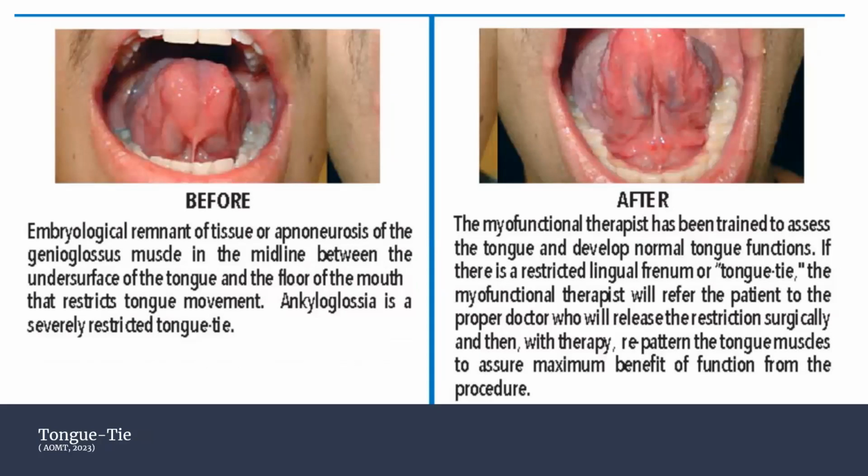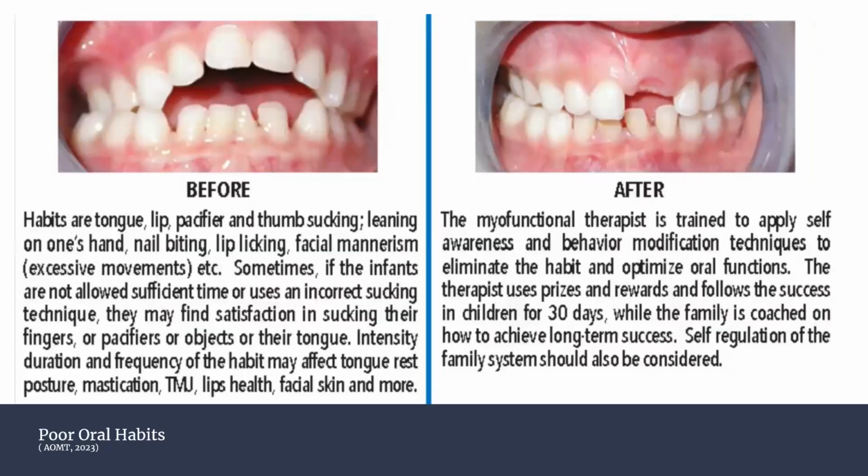And then the last is a case of poor oral habits of thumb sucking with a pacifier, nail biting, facial mannerisms, hand leaning, which can affect the tongue rest posture, TMJ mastication, and the OM therapist ended up eliminating these bad habits and coached the family on long-term success in this case.